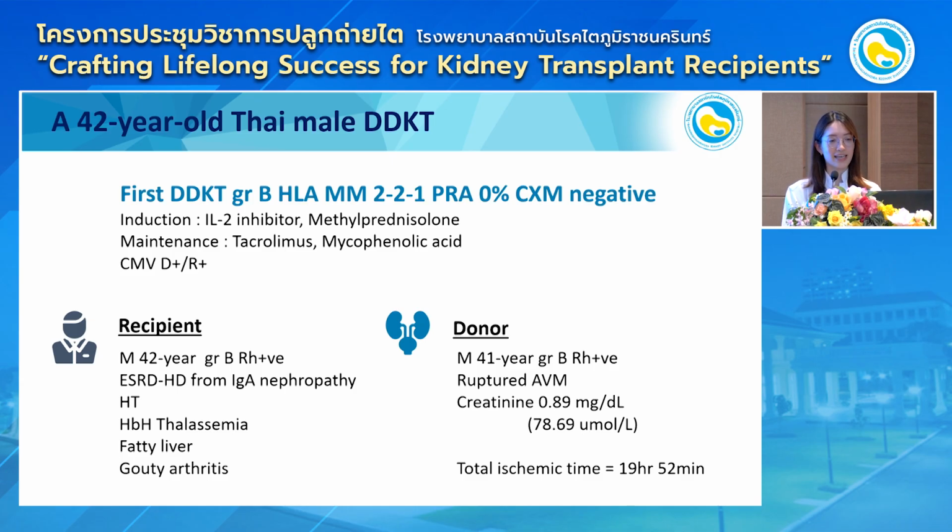During his dialysis period, he needed a high dose of erythropoietin stimulating agent, up to 20,000 units of EPO alpha, and regular blood transfusion. Despite all that, he still has 0 PRA. And also the fatty liver and gouty arthritis. About the donor, he's a 21-year-old group B Rh positive donor with history of ruptured AVM, and the creatinine was 0.89. The total ischemic time was in the regular range.